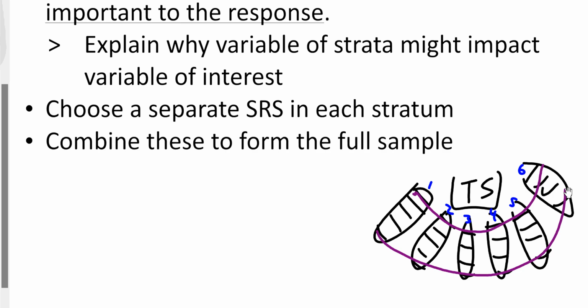So you're going to choose a separate simple random sample in each strata or stratum. So you're going to take row 1, pick a random sample of 10 people. Row 2, pick a random sample of 10 people. Row 3, and all the way down to the back, you're going to pick a random sample from each row. So we have a sample from each level closest to the stage, and then we're going to combine those to make our sample.